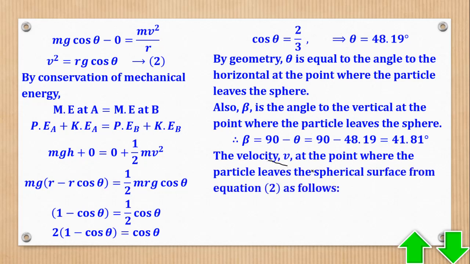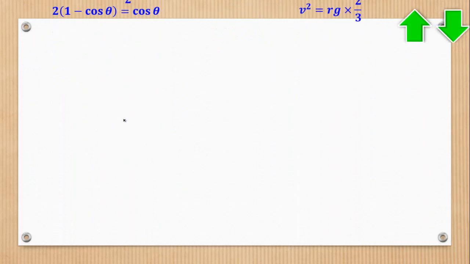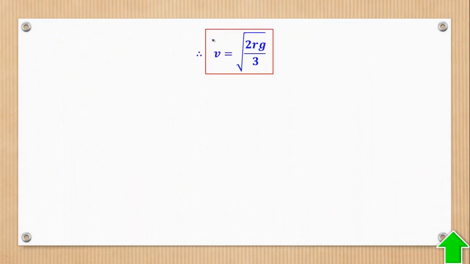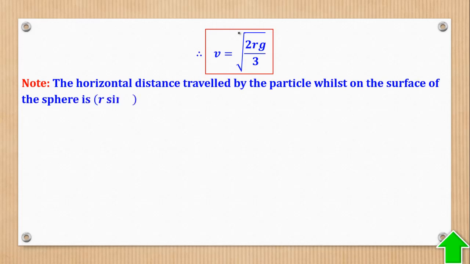The velocity v at the point where the particle leaves the spherical surface can be got from equation 2 as follows. Because we already know that at that point cos theta is this, I can substitute for cos theta, and I'll come up with this as the expression for velocity at that point. So note that the horizontal distance traveled by the particle while on the surface of the sphere will be equal to r sine theta. Let's go back to the diagram.